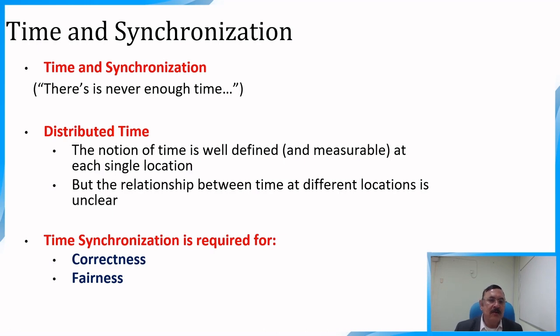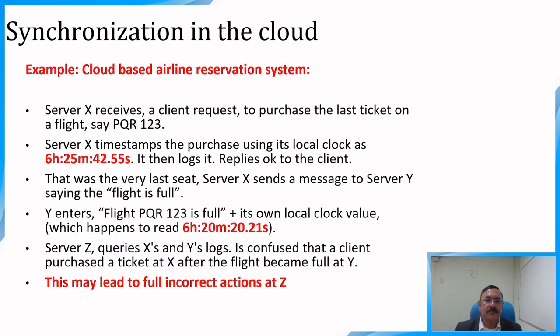So let us now understand about the time and synchronization. As far as the distributed time is concerned, the notion of time is well defined at each location, but the relationship between the time at different locations is quite unclear, and that is called the distributed time. So time synchronization, as we have told in the previous slide, is needed for correctness and fairness purposes. Now considering why the clock synchronization is needed in the cloud computing system.